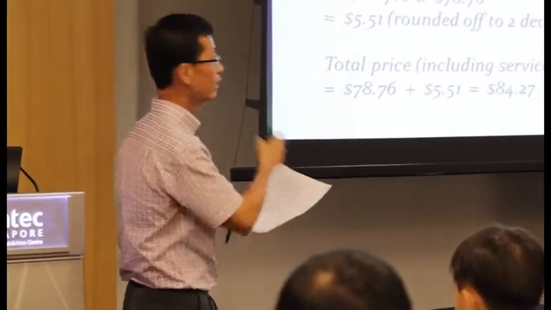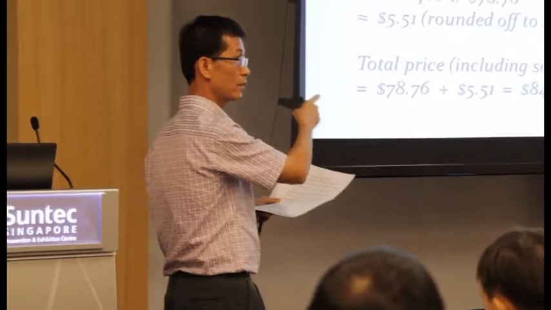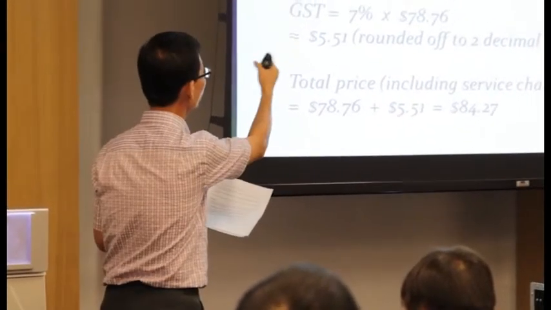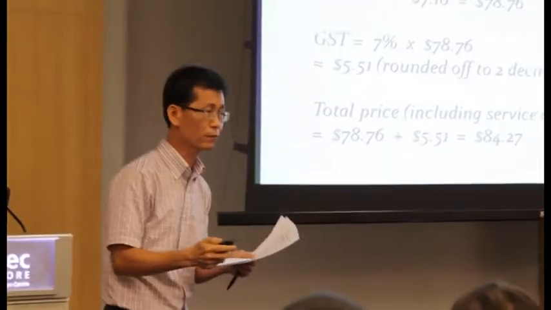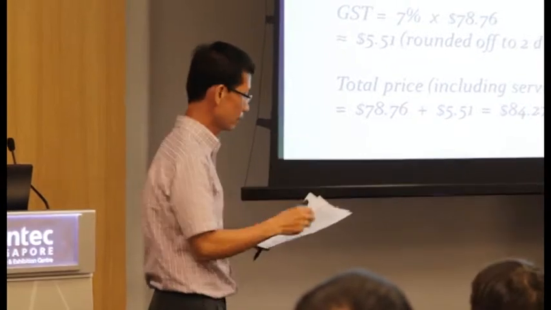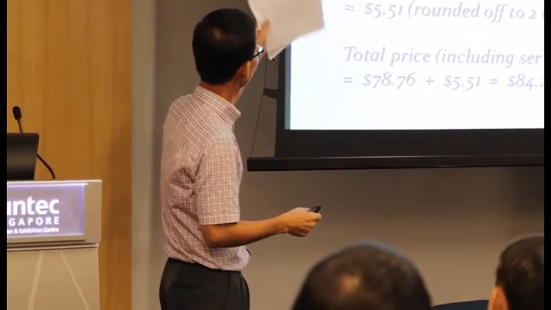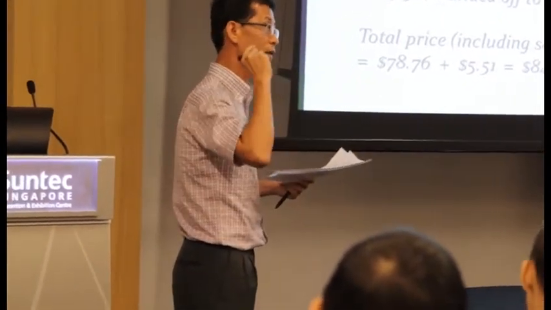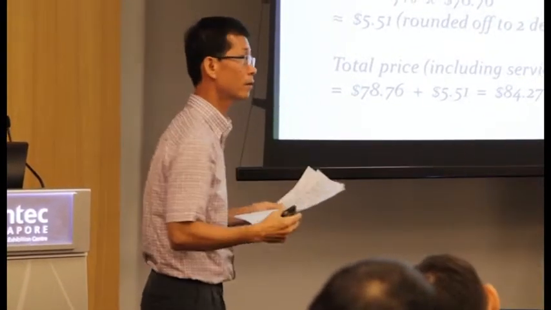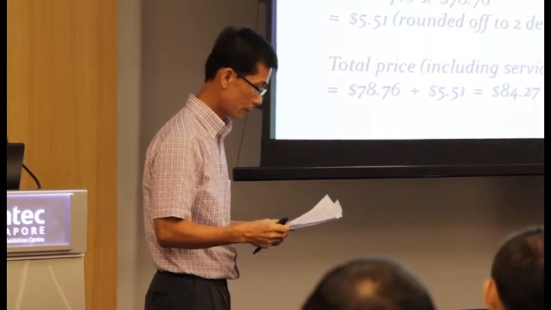Then after that, you apply the 7% like just now on both terms, then you work out to $5.51. And then lastly, you add the service charge, the GST plus the food items, then you get the total price.